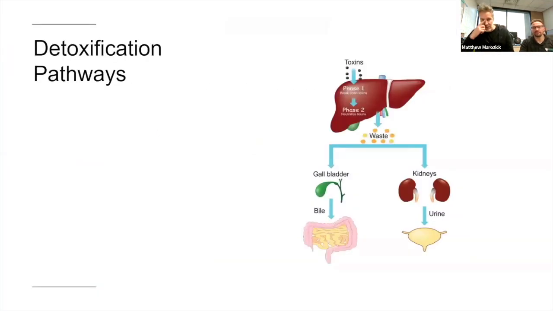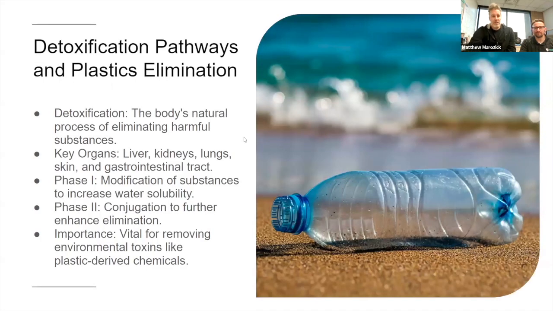So in general, Matt was talking about the detoxification pathways. Your toxins come in to the liver, go through phase 1 and phase 2, and then are eliminated through waste pathways, either through the gallbladder and down through your intestines, or to the kidneys and out through your urine. So this is the most simplified version I could find of how this system works. But basically, detoxification is the way that we eliminate toxins from our body, including plastics. Again, the key organs were the liver, kidneys, lungs, gallbladder, skin.